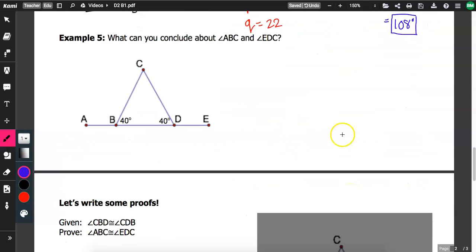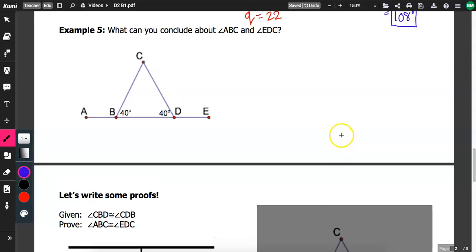Moving on here, example 5. So it says, what can you conclude about angle ABC and angle EDC based on this picture? So let's find those angles. ABC, so that's this angle here. EDC, that's this angle out here. What can we conclude about them? Well, when I look at angle ABC and CBD, I'm going to say angle ABC plus angle CBD, those form a straight angle, so they equal 180 degrees.